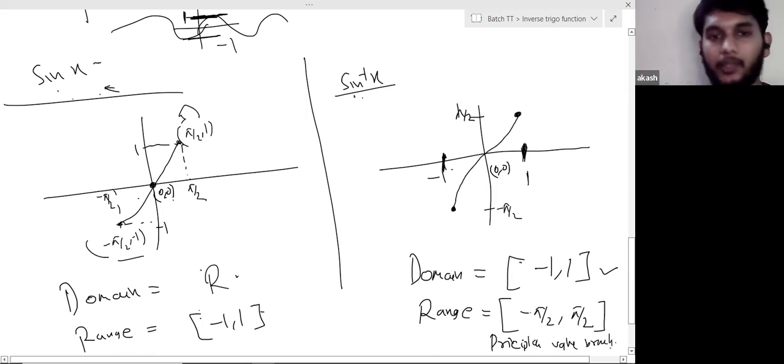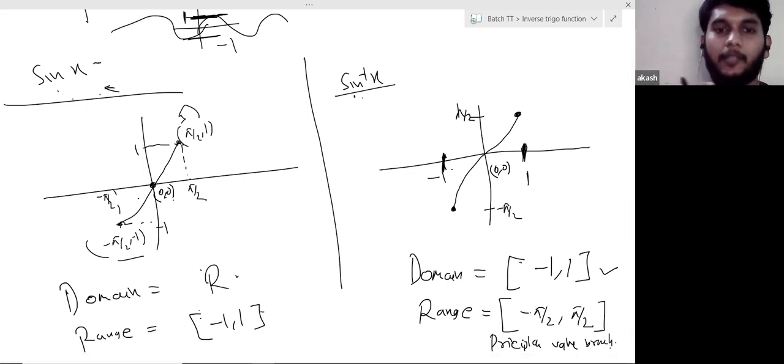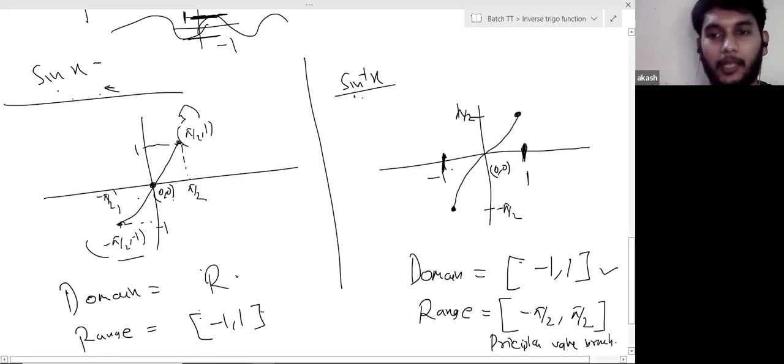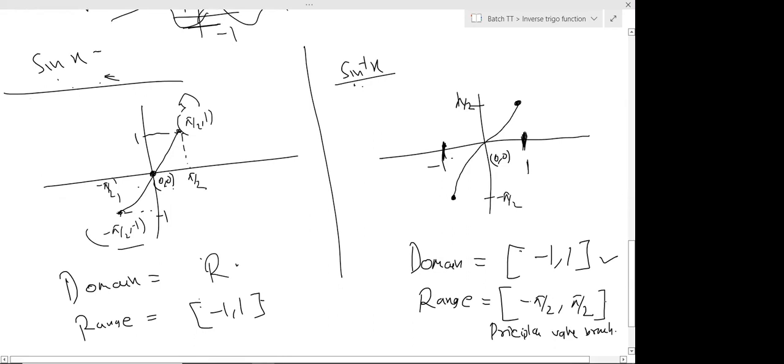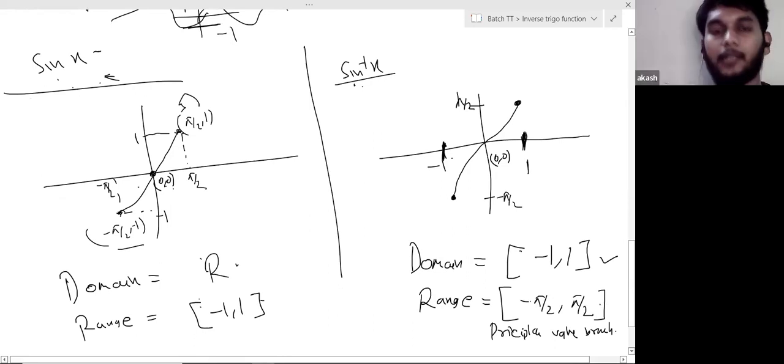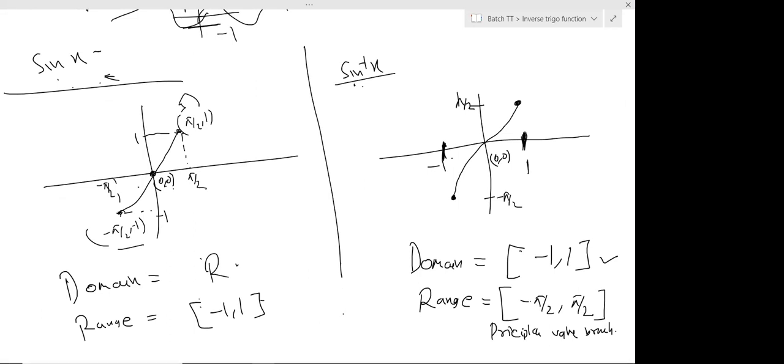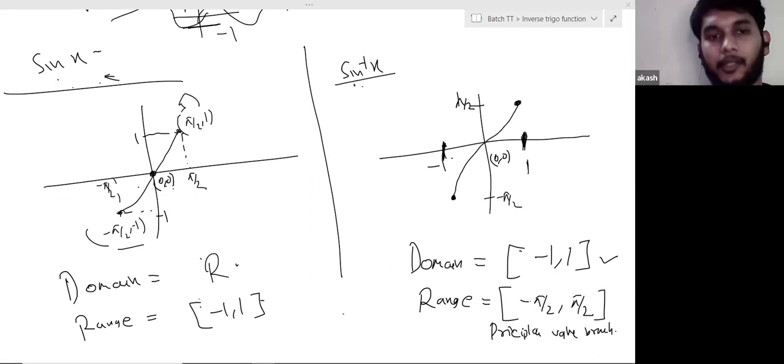All right. Please draw these graphs, write down the domain, and please try to draw the graph by yourself without looking at this. If you cannot, then look at this. And if you still have any doubts, then you can ask me. Please draw both of the graphs so that when you revise, you'll get the idea.